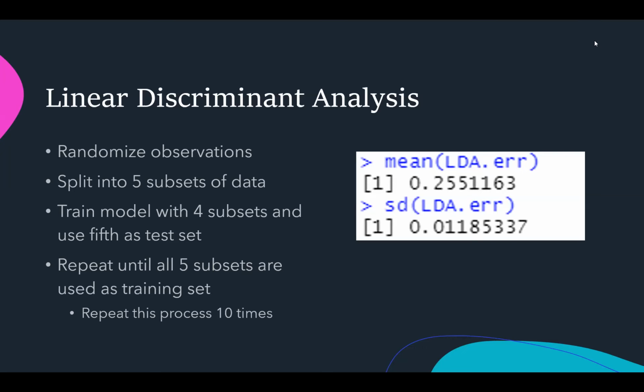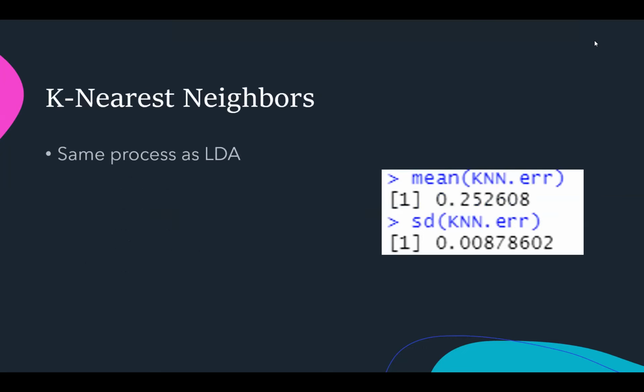Taking the mean of those 10 values, I get a mean error of 0.25 and a standard deviation of 0.011. And then I did the same process for KNN and got some really similar values. I don't really have a whole lot of improvement here, with 0.25 as my mean error and a standard deviation of 0.008, so I do have a slightly smaller standard deviation.